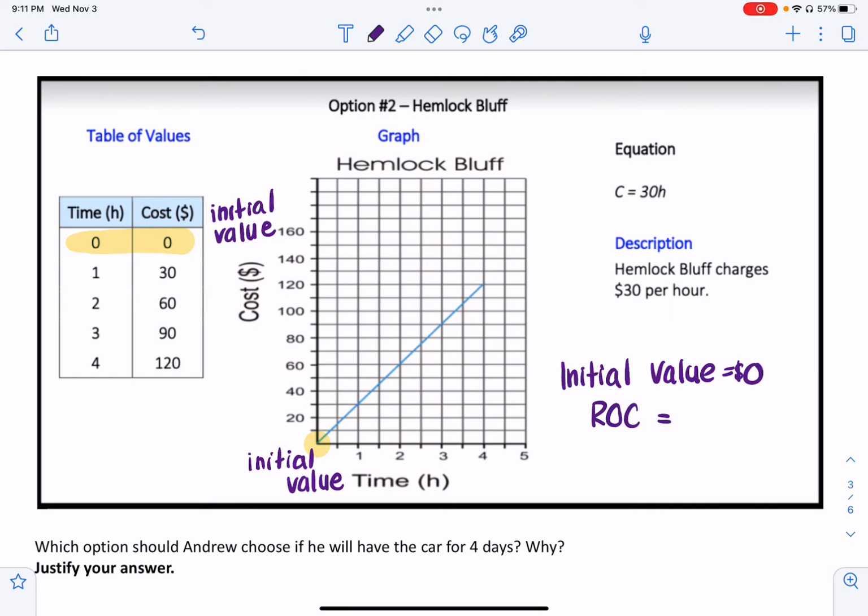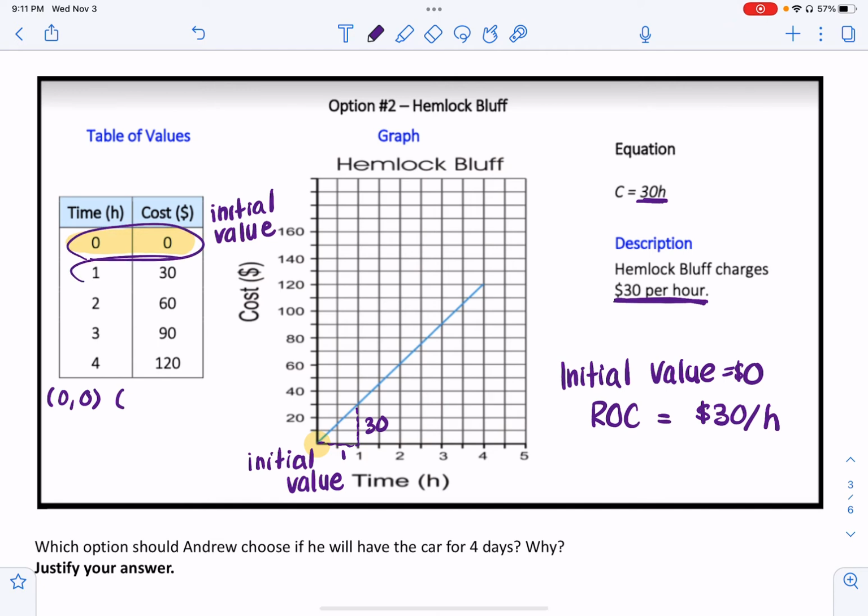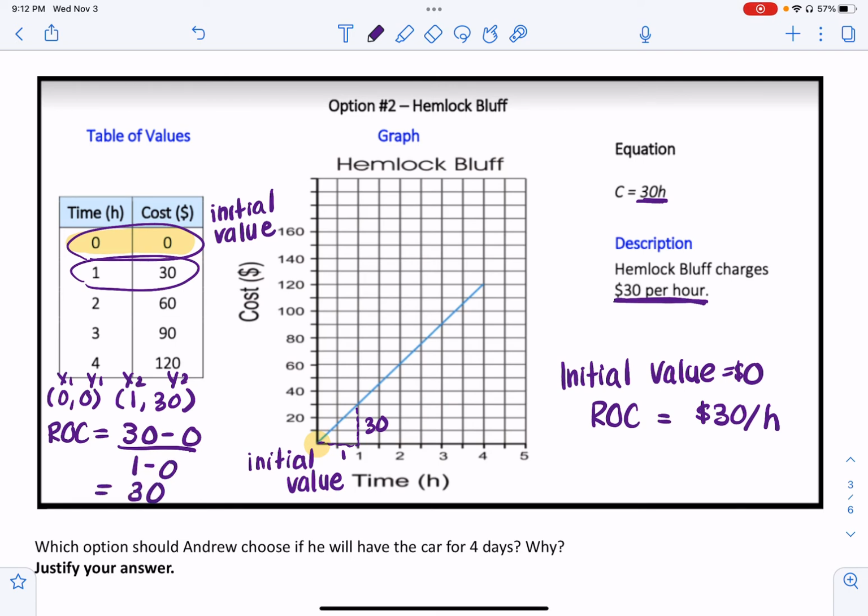So our rate of change is $30 per hour. So we can see it from the question. We can also see it in the equation, $30 per hour. You can also calculate it using our rise over run, or you could calculate it using our table of values, and we can take our 2 points. I'm going to use this one, and 1, 30, x2, y2. And I can also find our rate of change this way, 30 minus 0, all over 1 minus 0, which is 30. So you can find it either way.